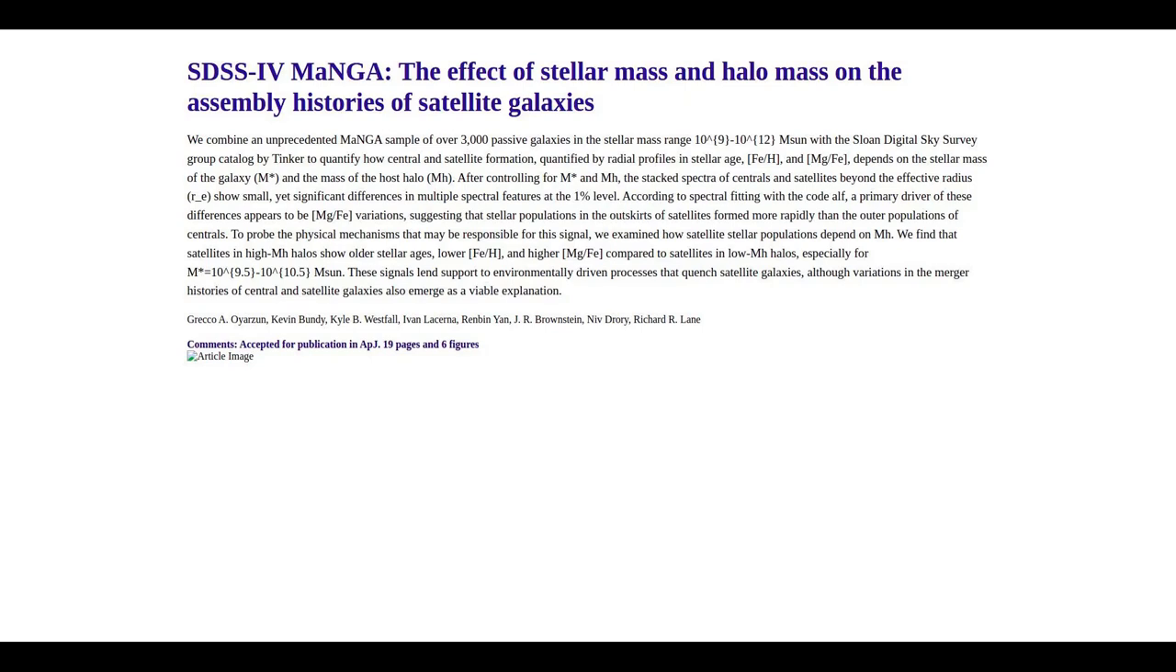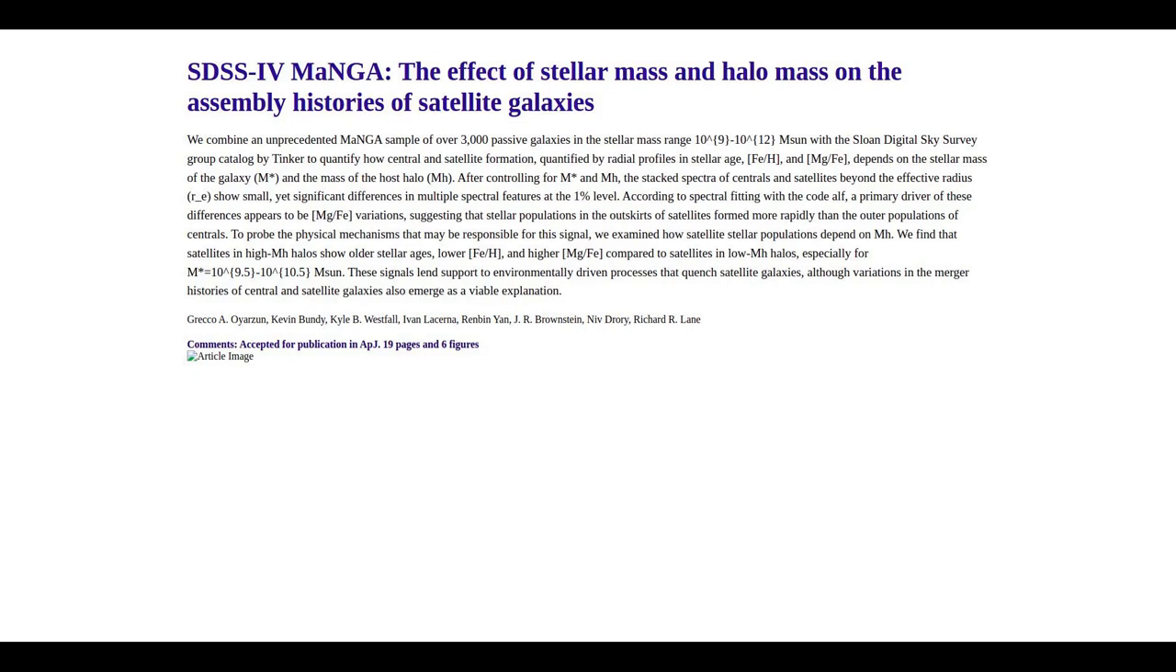Next article. SDSS MaNGA: the effect of stellar mass and halo mass on the assembly histories of satellite galaxies. We combine an unprecedented MaNGA sample of over 3,000 passive galaxies in the stellar mass range 10^9 to 10^12 solar masses with the Sloan Digital Sky Survey group catalog by Tinker to quantify how central and satellite formation, quantified by radial profiles in stellar age, [Fe/H], and [Mg/Fe], depends on the stellar mass of the galaxy and the mass of the host halo.